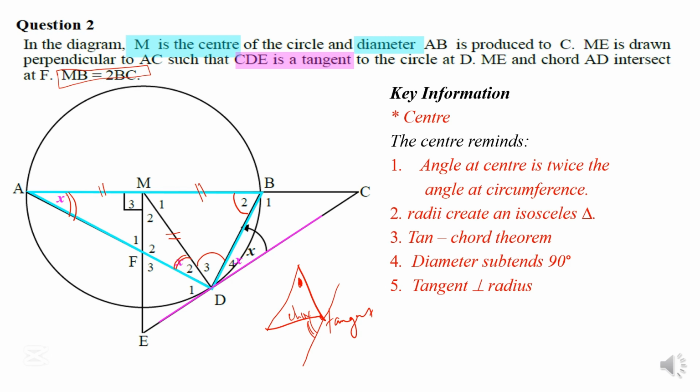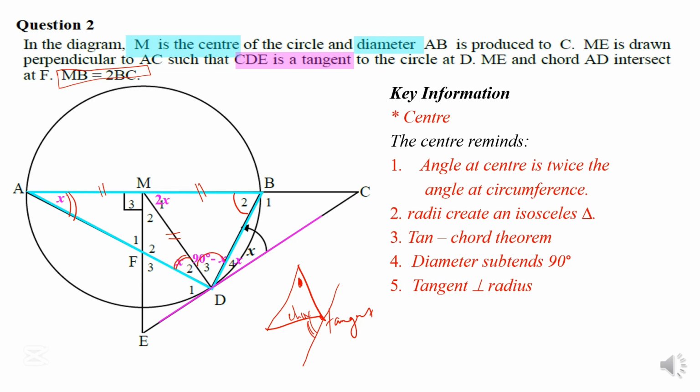So that is angle A is equal to x. Angle D2 is equal to x because A and D2 are the same. We can also find that the angle M1 is equal to 2x. That is an exterior angle of a triangle equal to the sum of opposite interior angles.